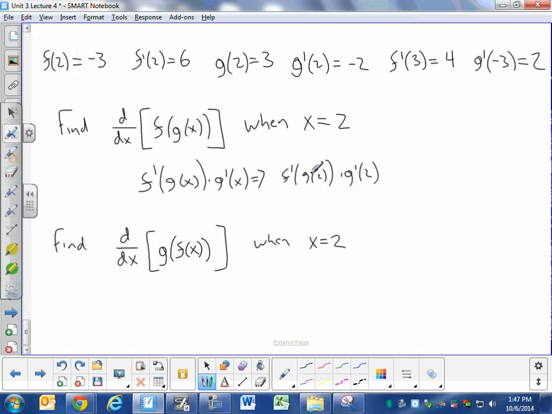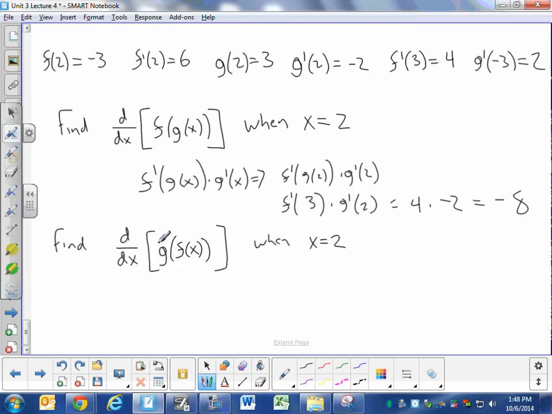Well, here we go. Now I'm going to work inside out to figure out what f prime of g of 2 is. So I'd have f prime of g of 2 is 3. Then the problem is, what is f prime of 3? That's 4 times g prime of 2, that's negative 2, I get negative 8.